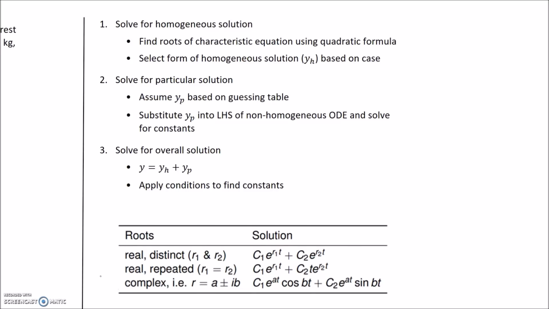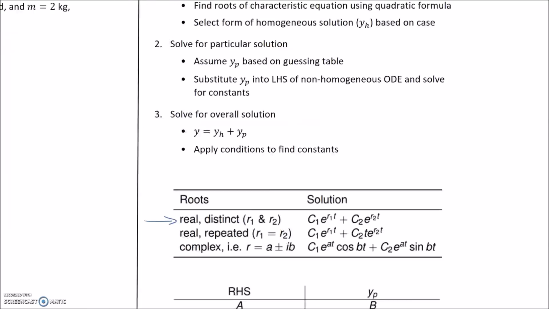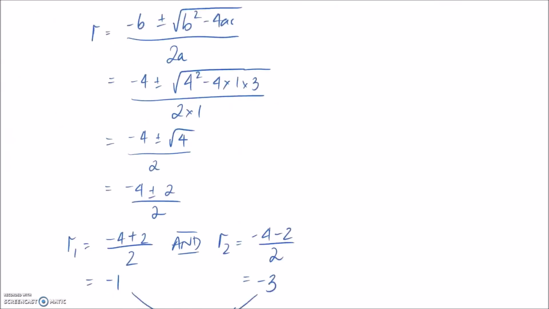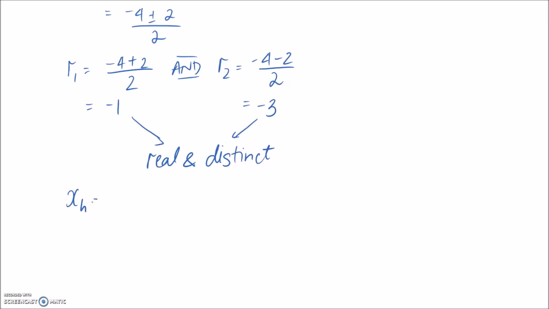So we have our 3 different options. We've ended up with this top first option where we have real and distinct roots. So that means our solution for the homogeneous portion of our equation looks something like this. So let's come and copy that down. So xh is going to be equal to c1 e to the r1 t plus c2 e to the r2 t. And of course we've just solved for r1 and r2, so we can pop them in. So it's going to be this. And I'll pop xh out the front here.